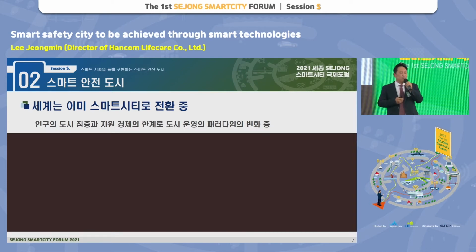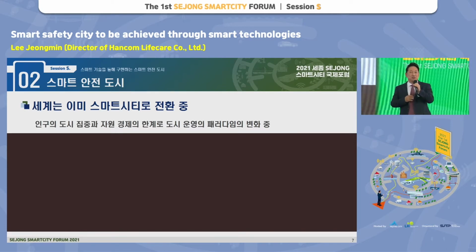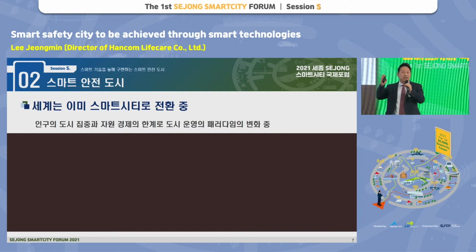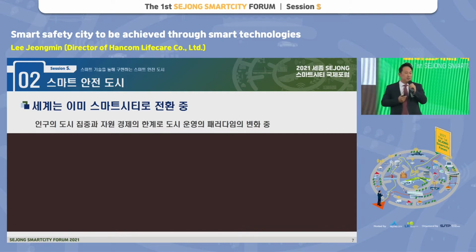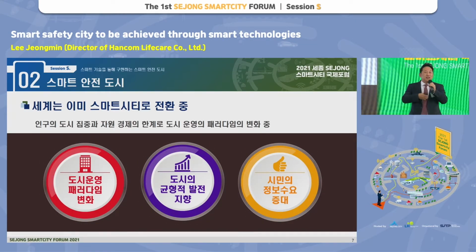I believe that the world has already been transforming into smart cities. Smart city means solving all the issues and problems of the city with smart technology, so as to enhance the quality of life of citizens. One thing you might misunderstand about smart city is that it is a solution which can fix everything right away, but it's not that. It's a kind of evolution of the city from a certain stage to a higher stage.